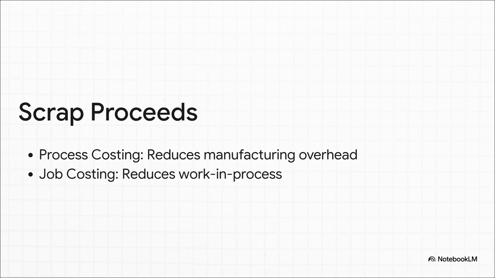The rules dictate that if you're using process costing, or if the scrap is just common to all jobs in the factory, the proceeds you get from selling it will reduce your overall manufacturing overhead. On the flip side, if you're using job costing and the scrap can be specifically traced back to one particular custom job, then those proceeds directly reduce the work in process account for that specific job. It's a slightly subtle difference, but trust me, it is highly testable.